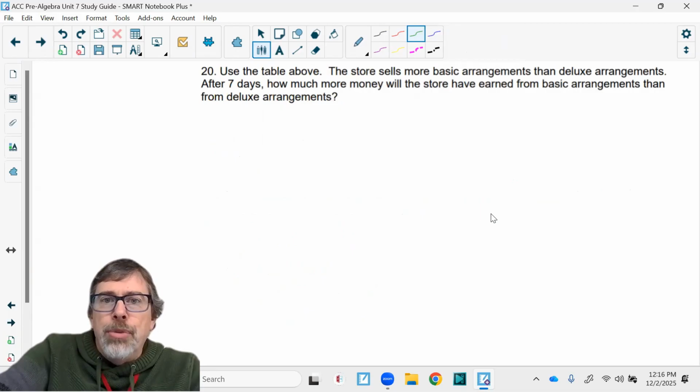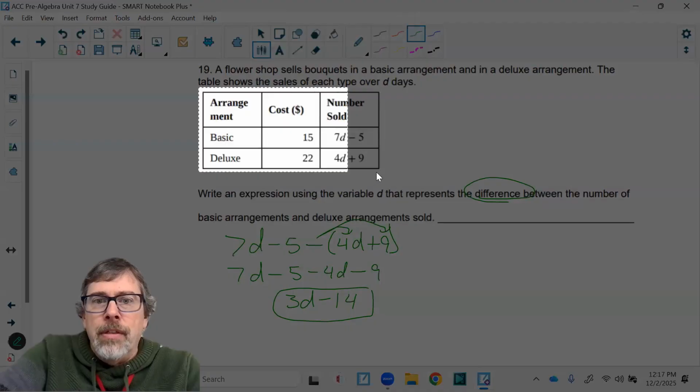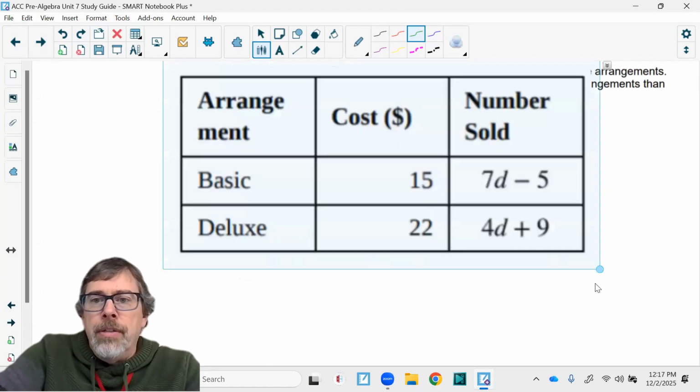20. Use the table above. The store sells more basic arrangements than deluxe. After 7 days, how much more money will the store have earned from basic arrangements than from deluxe? So we're using this same table, so let me just copy it over. I forgot to put that in here. No big deal. Okay, here's our table.